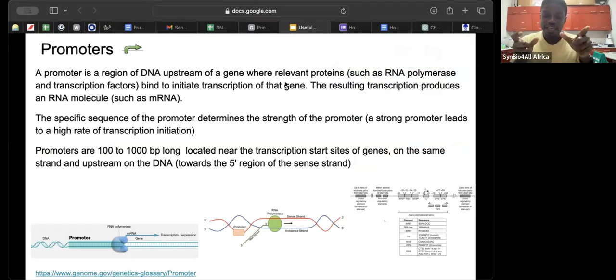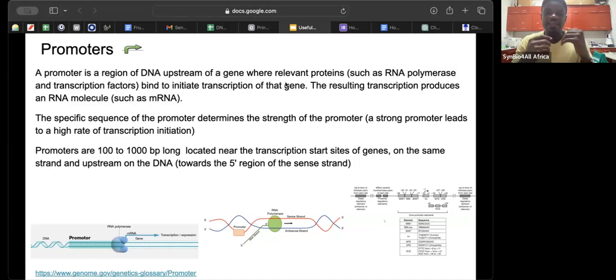So basically, it is the portion of your DNA sequence. You have a very long DNA sequence, and the promoter is a portion of the gene relevant to proteins that binds to initiate the transcription of a gene. If the promoter is not there, you can't initiate the transcription of a gene. So that is why the promoter is important, right?